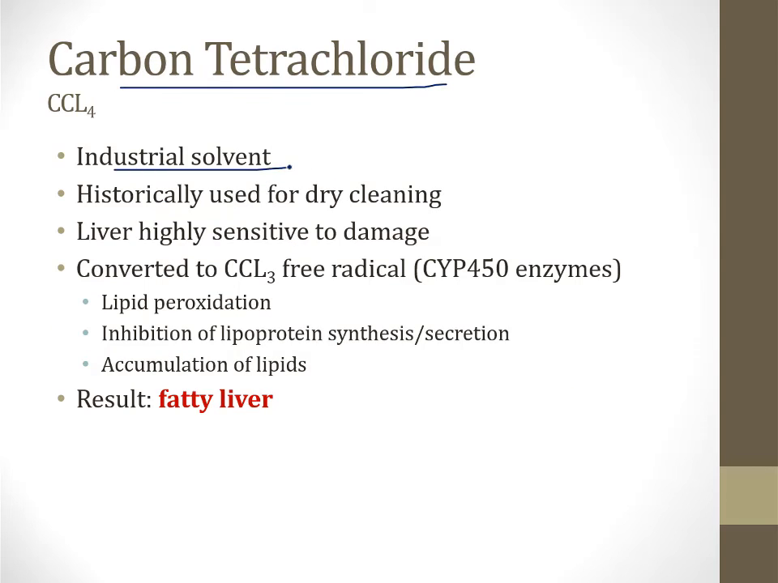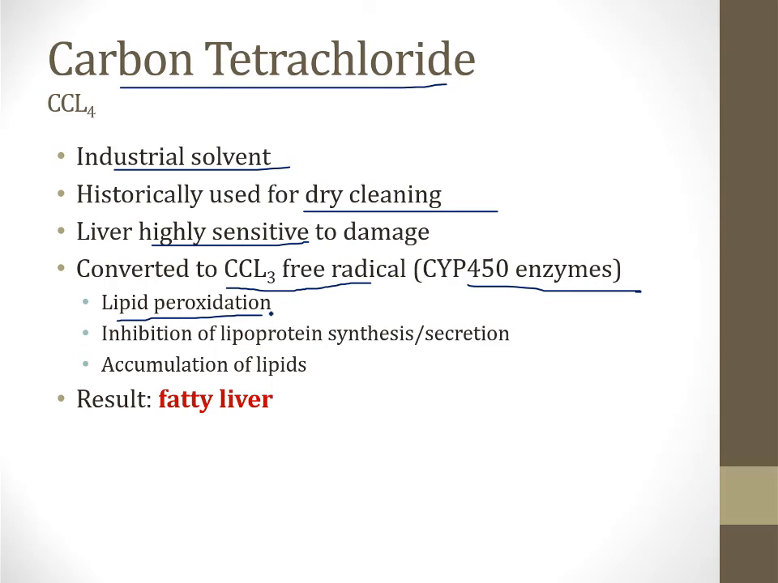This is an industrial solvent that used to be used in the dry cleaning industry, but it's now banned because the liver is highly sensitive to damage in people exposed to this over time. The reason damage to the liver occurs is because carbon tetrachloride is converted to CCl3, which is a free radical, by P450 enzymes in the liver, just like we talked about earlier. This leads to lipid peroxidation, as we talked about earlier, as a consequence of free radical damage.